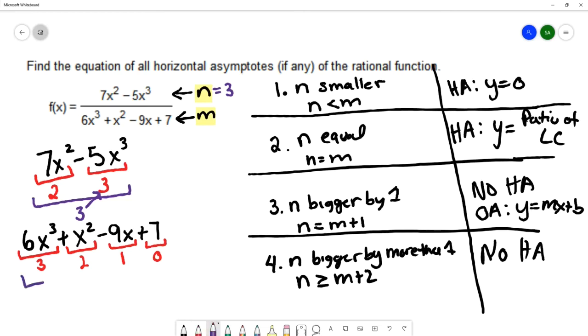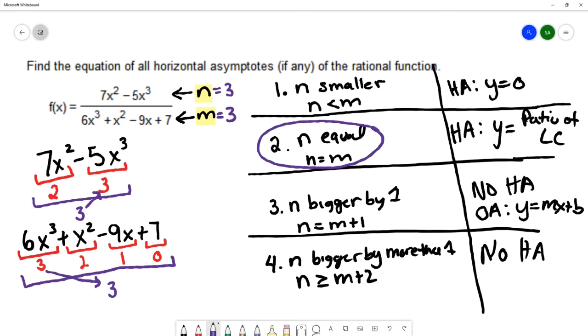Then we look at the whole expression, and the degree of the whole expression will be the highest, which is 3. So we've identified the degree of the denominator to be 3. And now when we compare the degree of the numerator to the degree of the denominator, we can see that the two degrees are equal to each other.